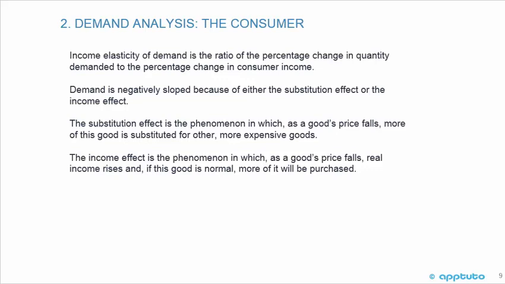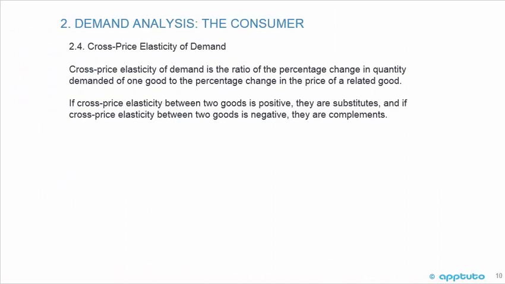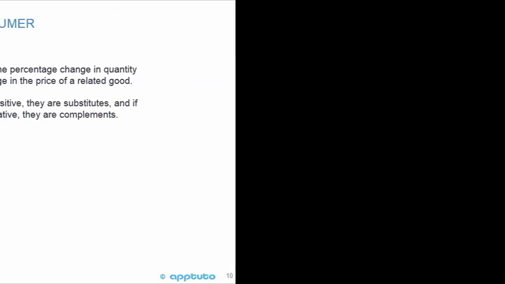If this good is normal, more of it will be purchased. Now we're going to look at cross-price elasticity of demand. Cross-price elasticity of demand is the ratio of the percentage change in quantity demanded of one good to the percentage change in the price of a related good. If cross-price elasticity between two goods is positive, they are substitutes. And if cross-price elasticity between two goods is negative, then they are complements.